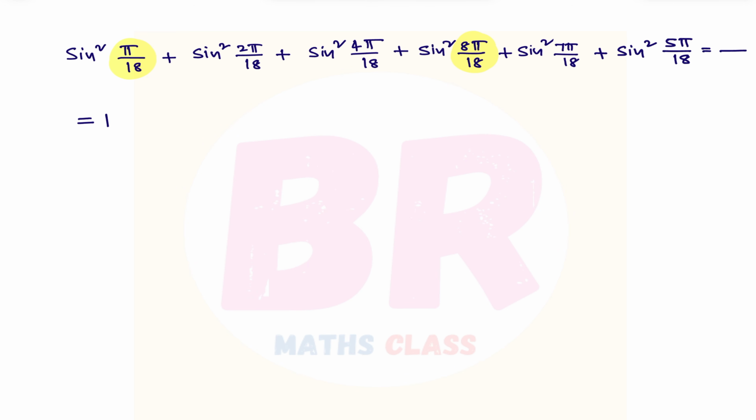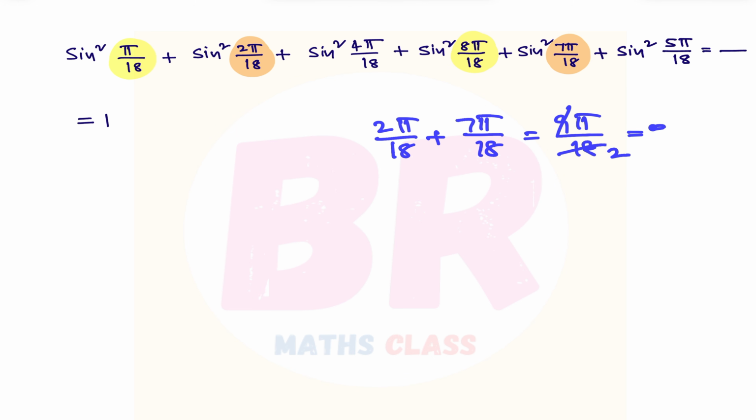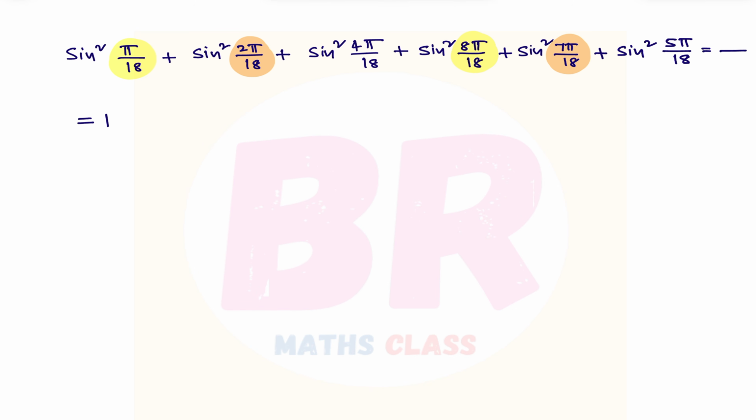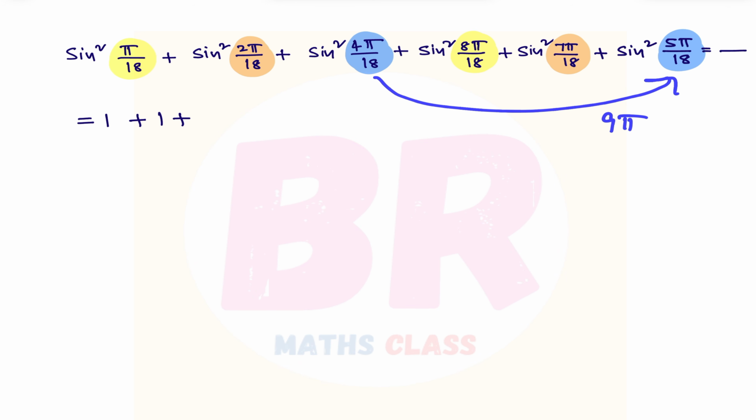I hope you understand. Now you observe this 2 pi by 18 and 7 pi by 18. You add them, 2 pi by 18 plus 7 pi by 18. What you will get? You will get 9 pi by 18, which is the same as pi by 2. Pi by 2 is nothing but 90 degrees. So sin square 2 pi by 18 plus sin square 7 pi by 18 is also equal to 1. Now you see 4 pi by 18 plus 5 pi by 18. 4 pi by 18 plus 5 pi by 18 is 9 pi by 18, pi by 2. So the sum of these two is 90 degrees. As you know, a plus b is 90 degrees, sin square a plus sin square b is 1. So this problem's answer is 3.